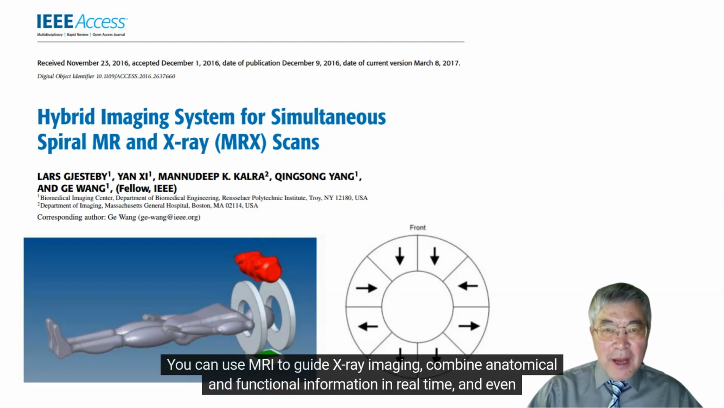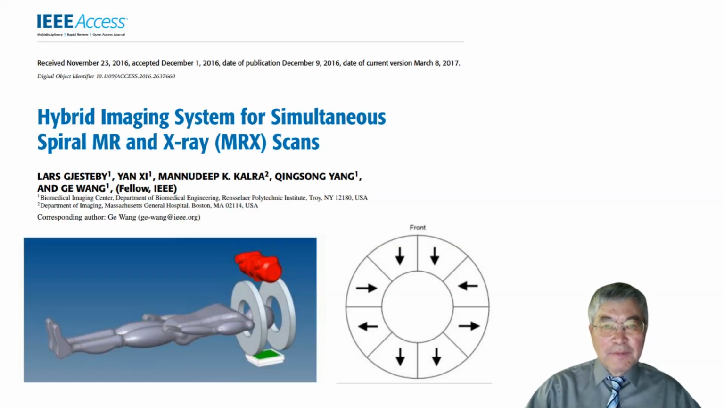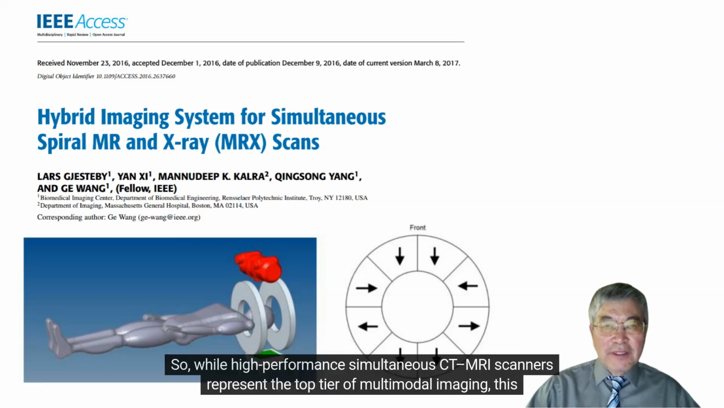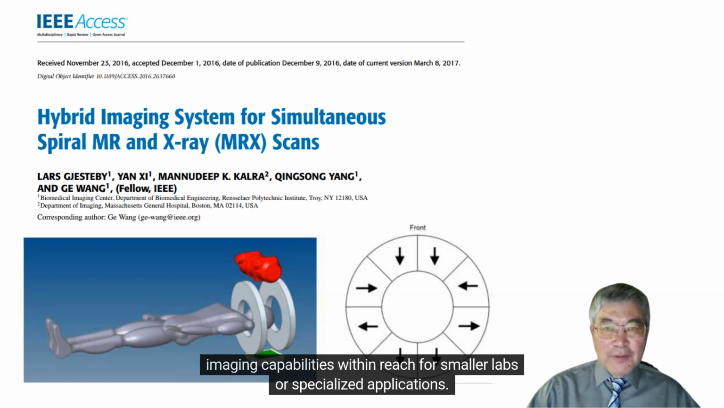You can use MRI to guide X-ray imaging, combine anatomical and functional information in real time, and even explore new imaging modes for clinical or research applications. So, while high-performance simultaneous CT-MRI scanners represent the top tier of multimodal imaging, this hybrid spiral MR X-ray system offers a more accessible pathway to achieve similar goals, bringing advanced imaging capabilities within reach for smaller labs or specialized applications.